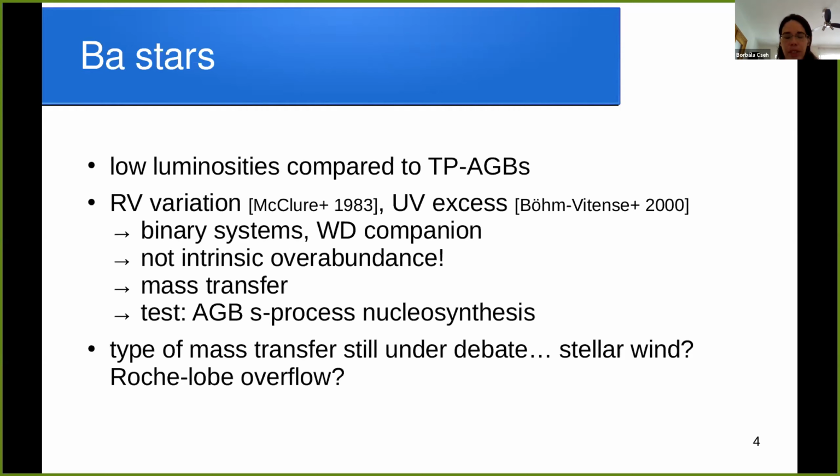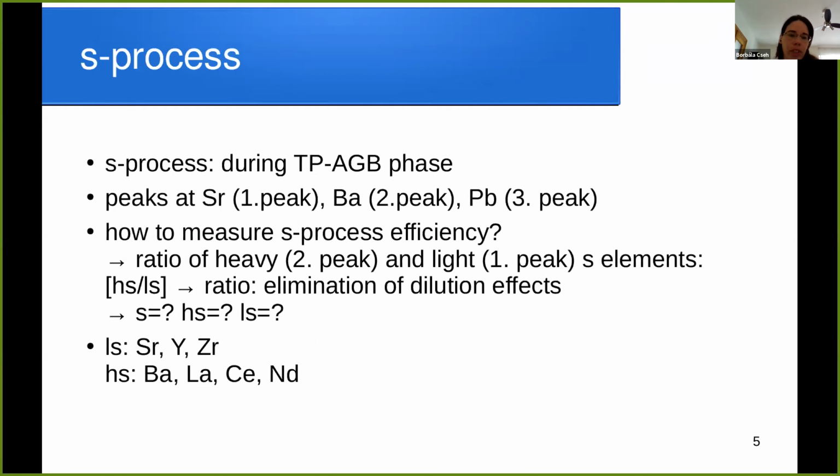So the type of this mass transfer is still under debate. It can be stellar wind, Roche-lobe overflow, or some kind of mixture of these. But I will now not talk about this. But yeah, so a little bit about the s-process.